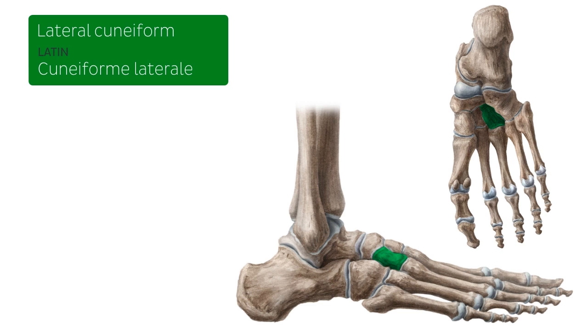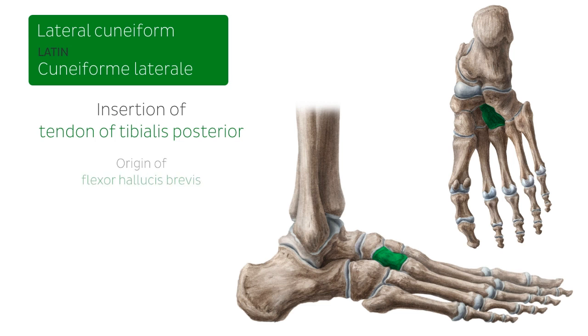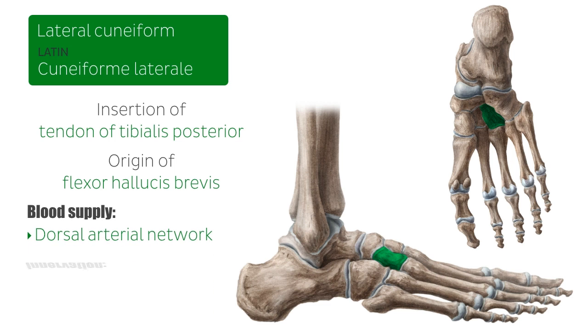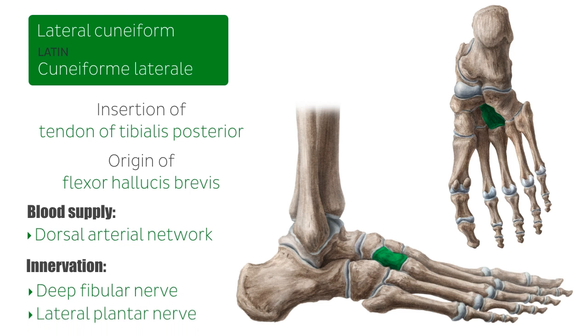And the lateral cuneiform also provides a point of insertion for the tendon of the tibialis posterior muscle on its plantar surface. And the plantar surface of the lateral cuneiform is also the site of origin for the flexor hallucis brevis muscle, which dorsiflexes the big toe. Like the other 2 cuneiforms, the lateral cuneiform receives arterial blood supply from the dorsal arterial network. However, innervation is provided by branches of the deep fibula and lateral plantar nerves.